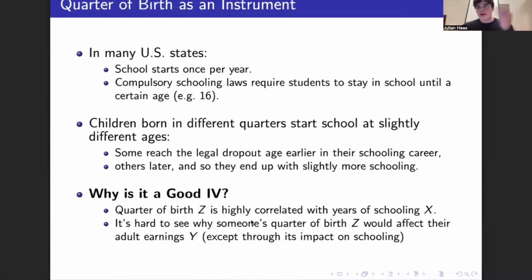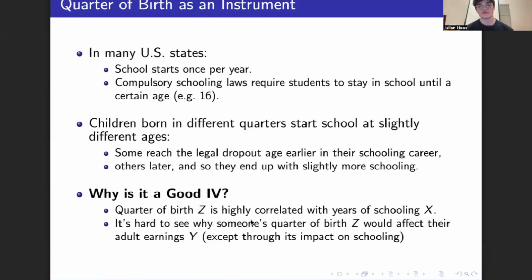So the background for the paper is that there were compulsory schooling laws in the U.S. School's only going to start once a year. The laws say that when you're 16, you can drop out, but until you're 16, you got to be in school. And we can take two kids, maybe one of them was born in the fourth quarter and the other one was born in the first quarter. So maybe one was born in December, one in January. They both start school at slightly different ages, right? You can only start school if you're 6 by the time that the school year begins.